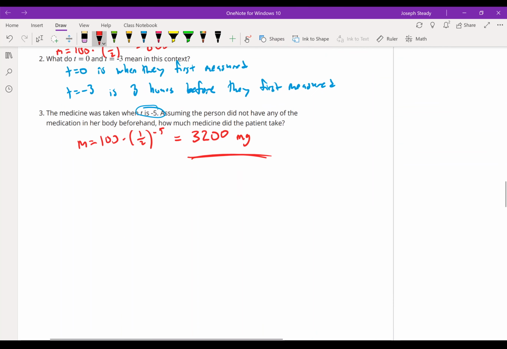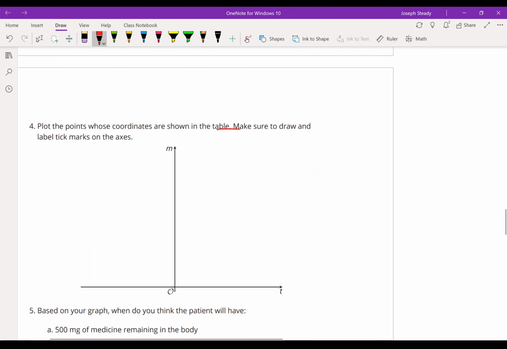Questions 4 and 5 keep going on the same problem, but in question 4, we're going to graph these points that we found. And in question 5, we're going to use our graph to answer some questions. So first thing I want to do here is make sure that I have my axes nicely labeled with what numbers I'm going to have to use. For time, I want to go from around -3 to +3, because that's what the table roughly included. So 1, 2, 3, and -1, -2, -3.